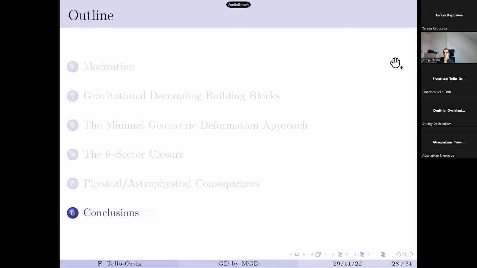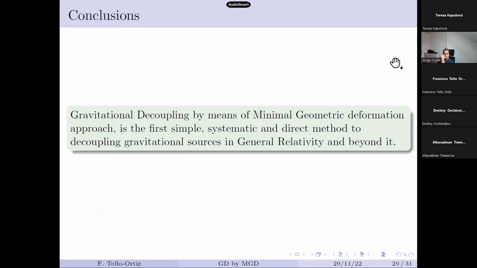So as a conclusion, I have only one, despite this pitfall regarding the pressure mimic constraint. This methodology is really a wonderful methodology. As I told you, it's a very active research field nowadays. The big one, the most important one, is that gravitational decoupling by means of minimal geometric deformation approach is the first simple, systematic, and direct method to decouple gravitational sources in general relativity and beyond it.